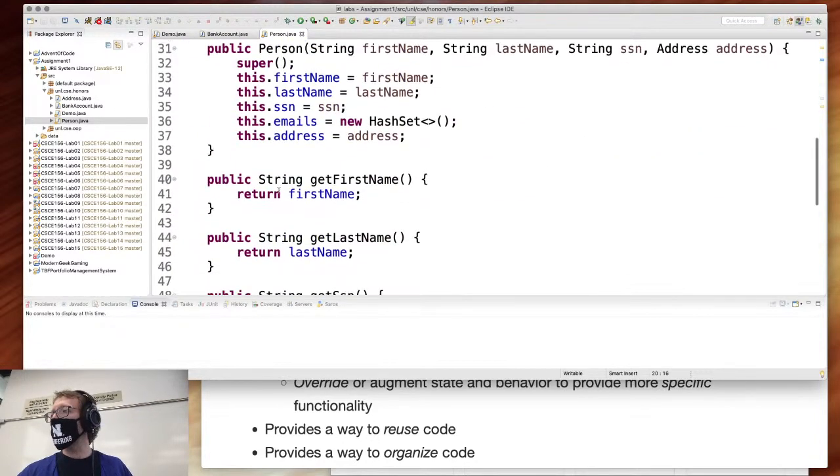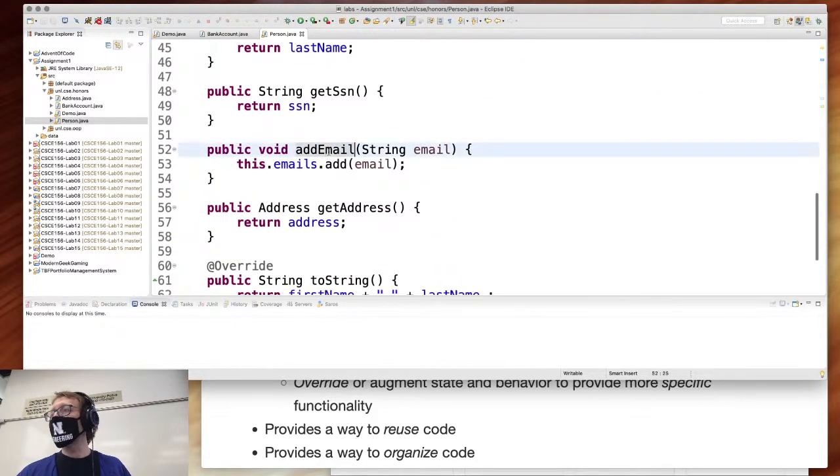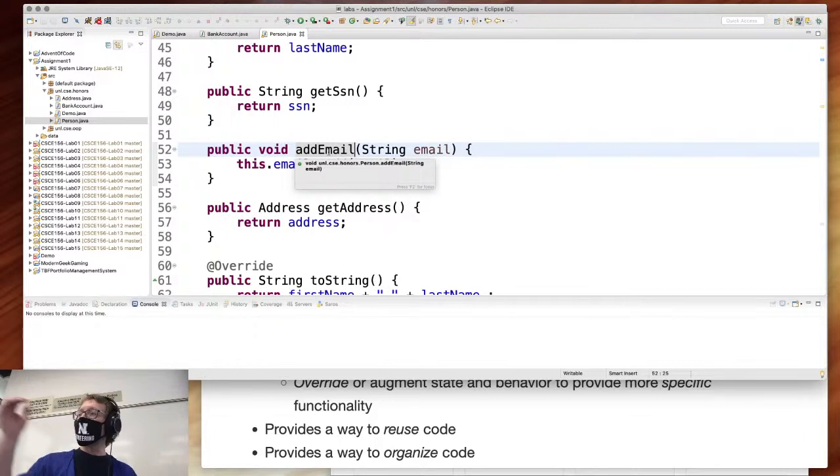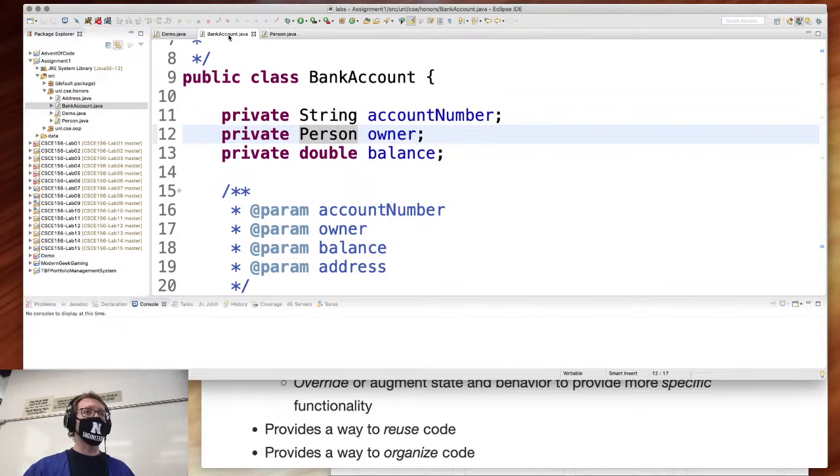And down here, I can add an email by simply giving you a string, and then it's this class's responsibility. The person is responsible for person stuff, for how to add that to the collection, right? So it's a separation of responsibilities. You shouldn't have to worry about the inner workings of a class, and that's what abstraction is all about, right?